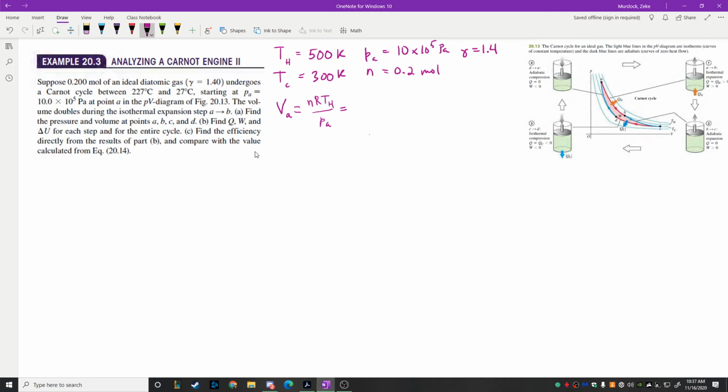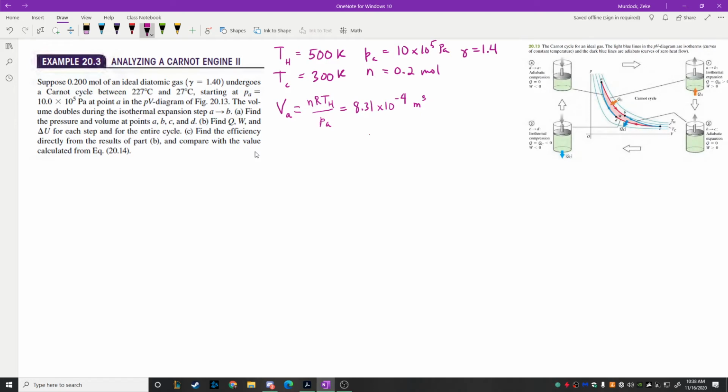Okay, 0.2 moles times 8.31, and then we multiply by TH, which is 500. We divide by PA, which is 10 times 10 to the 5th, not 10 to the 5th. Okay, I got a really small number. 8.31 times 10 to the negative 4. I'm so tired of it doing that. There we go. And that's in meters cubed. Okay, that's VA.